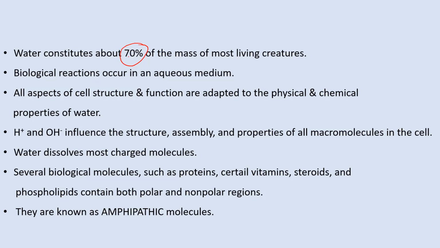So this cytoplasm, the water-based or aqueous system inside the cell, is so important because all the biological reactions in the cell happen there. The cell is called a factory because so many reactions are going on in parallel at the same time. So you need a medium for all these biological reactions to happen, and they happen in the aqueous medium. All aspects of cell structure and function are adapted to the physical and chemical properties of this aqueous system, which is largely water.